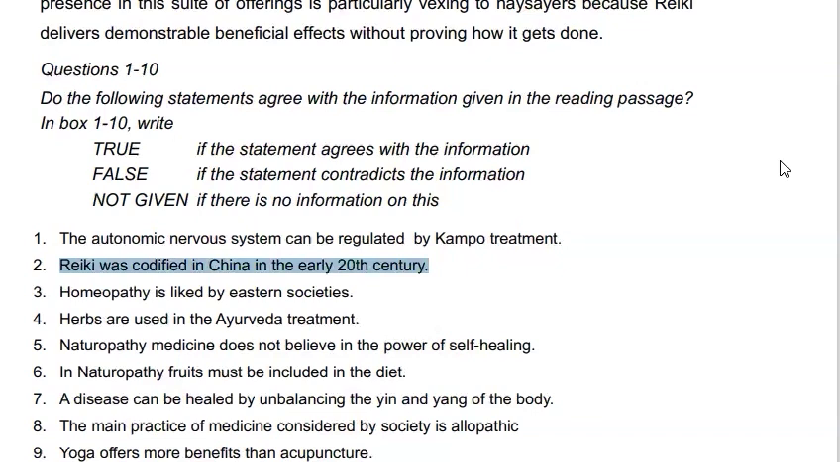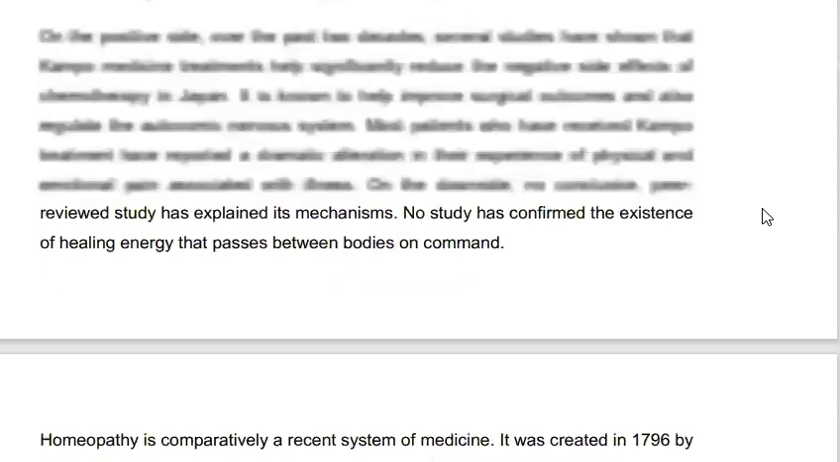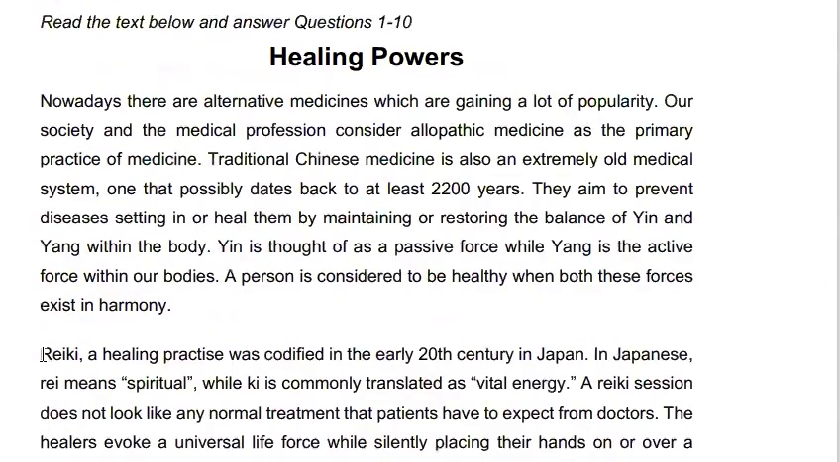So now we'll go to the passage and we'll see if Reiki was actually codified in China during this time that is mentioned in the question. If it matches, the answer would be true. If some of the information is contradictory, the answer would be false. And if some information would be missing, the answer would be not given. So let's find out if Reiki was actually codified in China in the early 20th century. For this, we will read paragraph 2 because it is talking about Reiki, and let's start reading it.